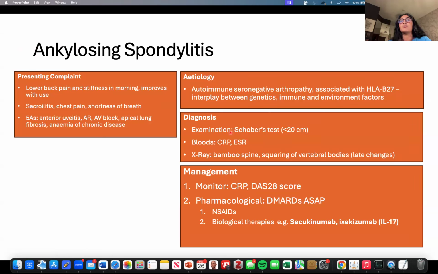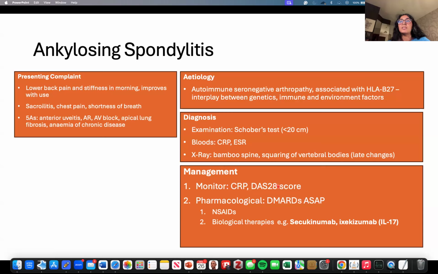Bloods, CRP, ESR, because inflammation. X-ray, bamboo spine, and squaring of vertebral bodies. These can be quite late changes, as you can imagine. But basically just a really straight-looking spine, and they look quite close together as well.